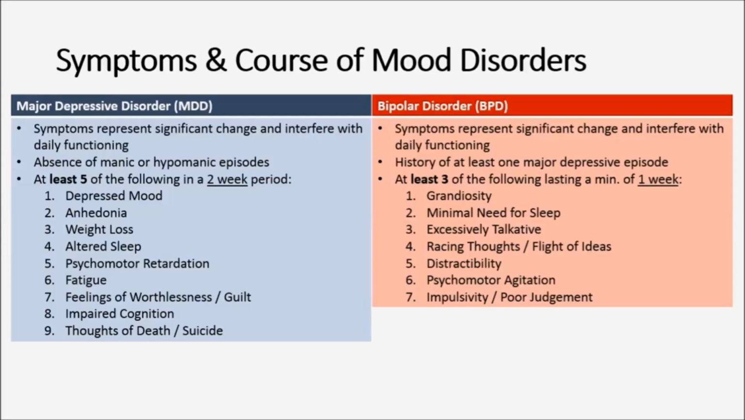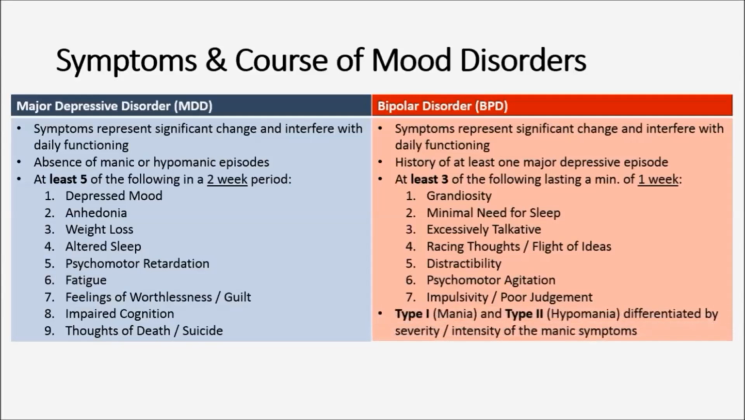They can be highly distractible, have psychomotor agitation, so there's increased physical movements that are purposeless and reflective of an agitated or an anxious state. So there's a lot of things like fidgeting and pacing, as well as impulsivity and poor judgment. And so type 1 includes mania, whereas type 2 includes hypomania. And they're differentiated by the severity and the intensity of those manic symptoms.